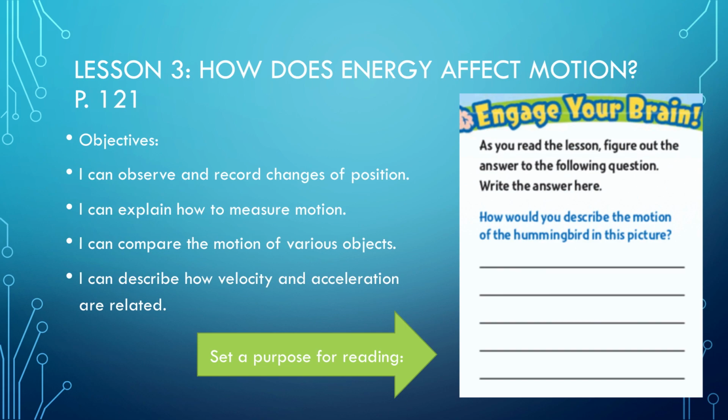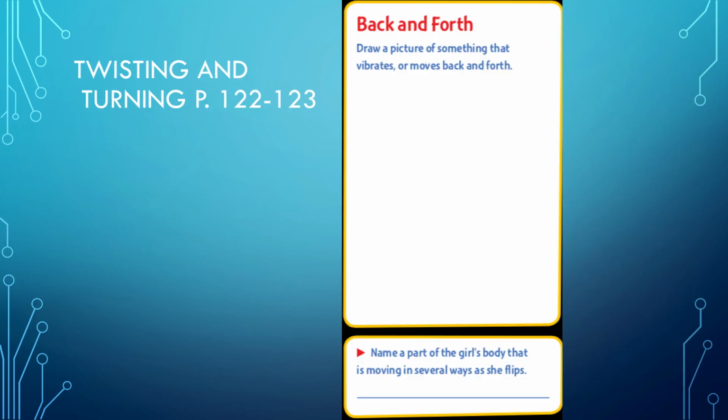Set a purpose for reading. Engage your brain. As you read the lesson, figure out the answer to the following question. Write the answer here. As we read through Lesson 3, think about this question. How would you describe the motion of the hummingbird in this picture? Turn to page 122 and read pages 122 and 123, Twisting and Turning.